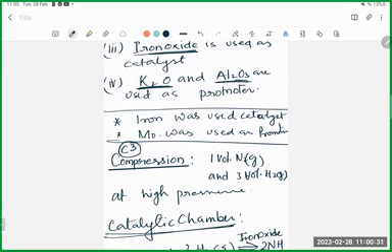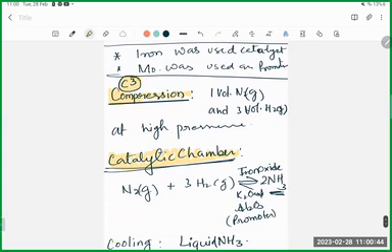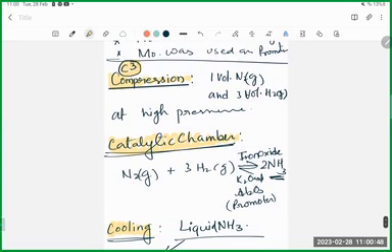What do you mean by 3C? First C means compression, second C means catalytic chamber reaction, catalytic oxidation, basically the chamber reaction, what is happening. And third is the cooling process. Did you understand the 3C meaning? So Haber's process is based on the 3C process.